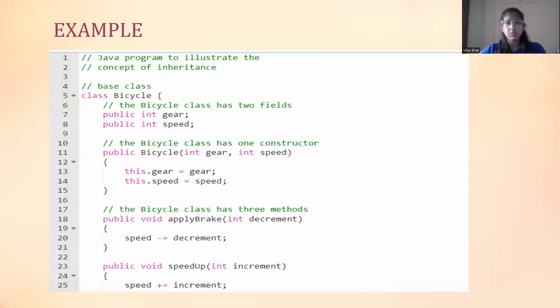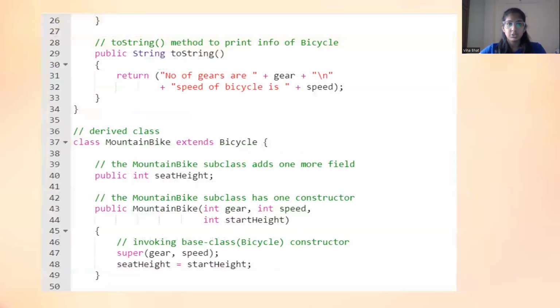Here's a simple program that will explain inheritance for us. First we're creating a base class called bicycle, which has two fields, gear and speed. We're also using one constructor for the bicycle class, which is using the this keyword to make sure that gear and speed are being assigned. Next, we also have three methods in the bicycle class. The first one is applyBrake, the second one is speedUp, and the third one is toString, which is used to print the info of the bicycle.